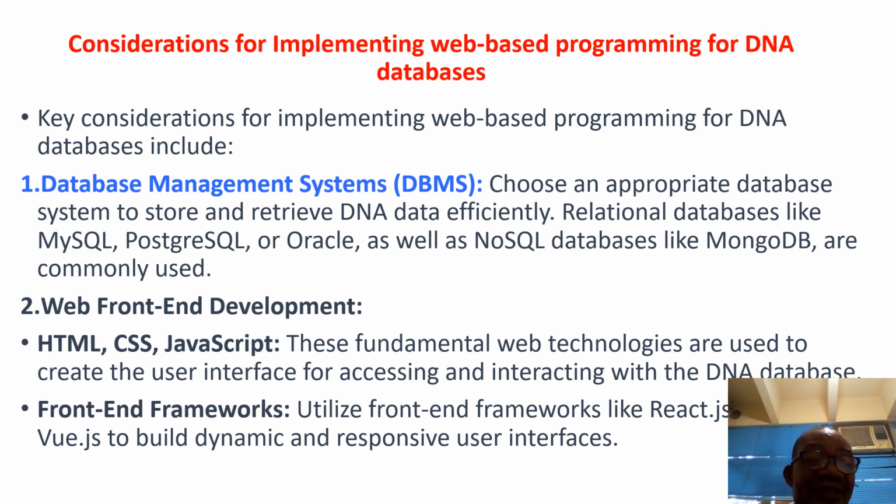Secondly, let's talk about the web front-end development. For the front end, HTML, CSS, and JavaScript are usually the programming languages used. These fundamental web technologies are used to create the user interface for accessing and interacting with the DNA database. HTML is used to write the web page, while CSS is used for styling and layout. Then JavaScript is used to make the front end dynamic and interactive. Front-end frameworks are also used for web front-end development. We utilize front-end frameworks like React.js, Angular, or Vue.js to build dynamic and responsive user interfaces.